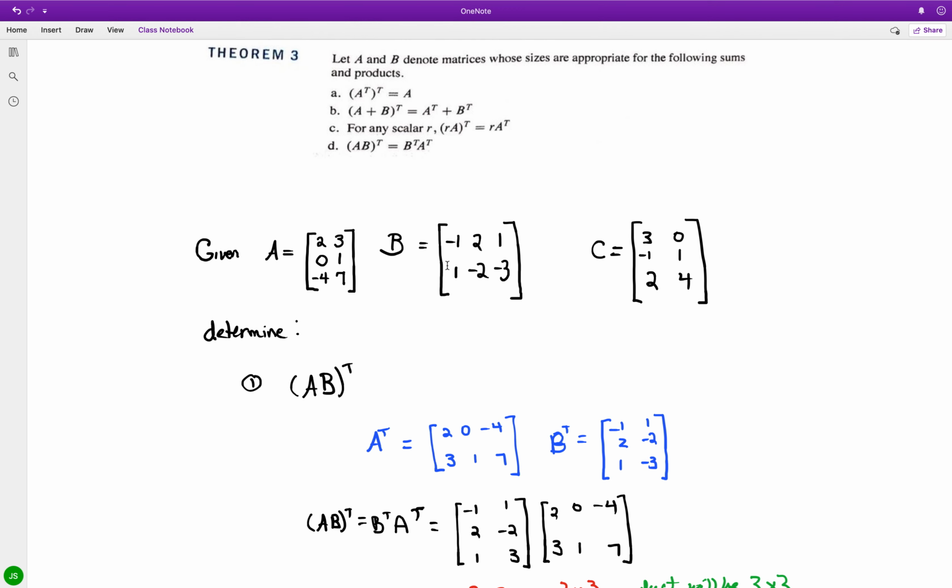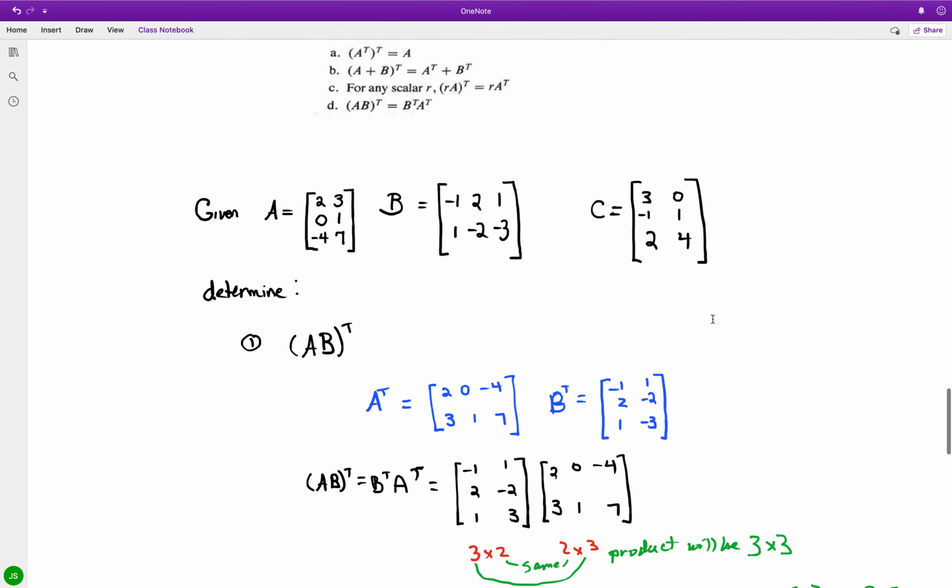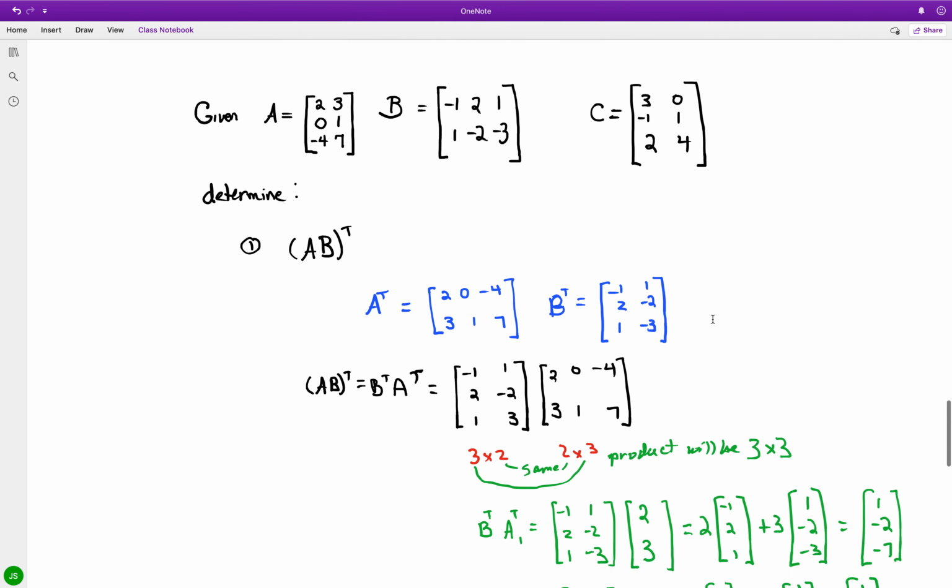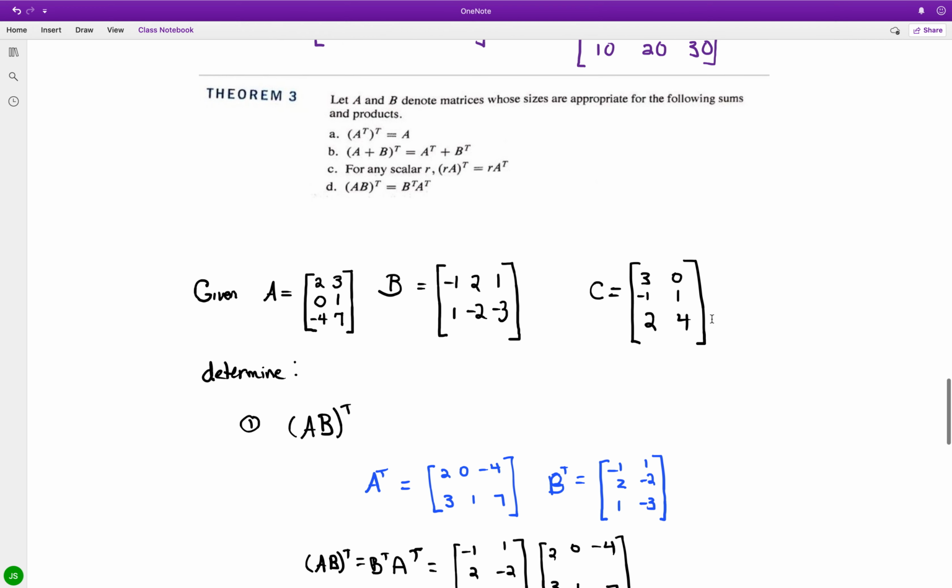So you have three given matrices. A is the given 3 by 2 matrix, B is a 2 by 3 matrix with the numbers, and C is another 3 by 2 matrix. If we're looking for the transpose of the product of A and B, just going with the property, taking the transpose of A times B, you're looking at the transpose of B times that of A.